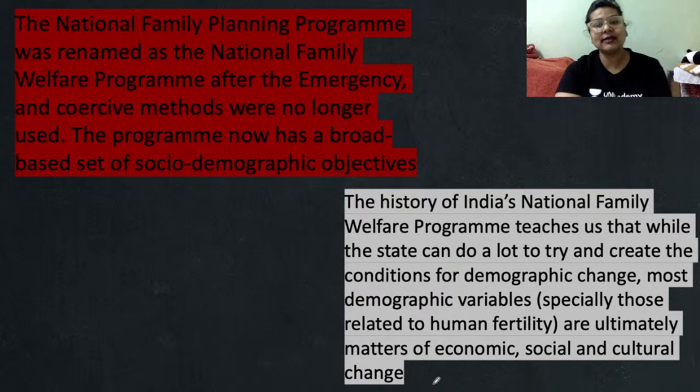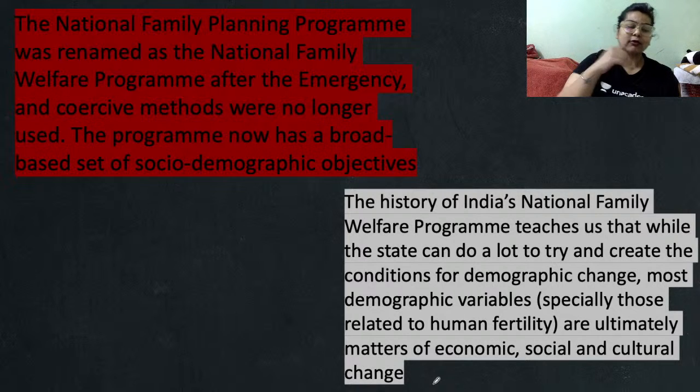The history of India's national family planning and welfare program also taught us how the state can do a lot and try to create conditions for demographic change, or the variations in terms of social, quantitative, human fertility, cultural aspects. Ultimately, these were the major agendas which were based on a set of social democratic objectives.